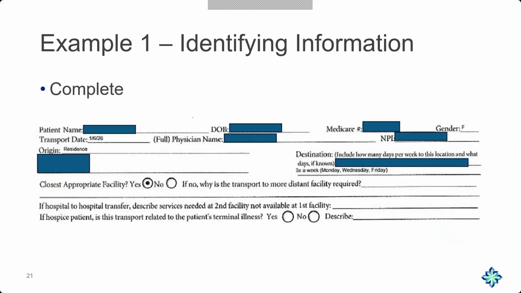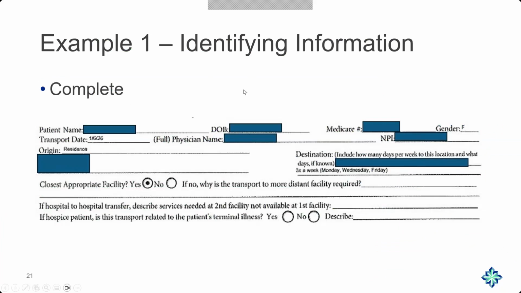On example one, this is the identifying information. So you can see they did use ours, and everything that has a blue box, it's just redacted. It's not anything that was missing. If it was missing, it would state so, or it wouldn't even have a box because we wouldn't have to redact it. So do we have everything we need?